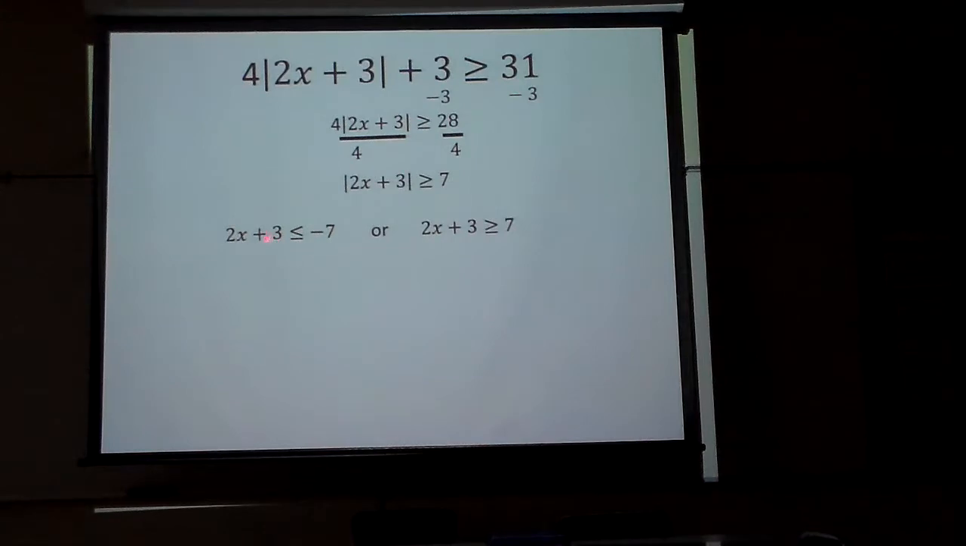Basically, I'm going to what? Subtract 3 from each side, and negative 7 minus 3 is going to be negative 10. Those are going to cancel. I'm going to divide by 2. I'm not going to flip any signs now because I'm dividing by a positive 2. So that gives me x less than or equal to negative 5.